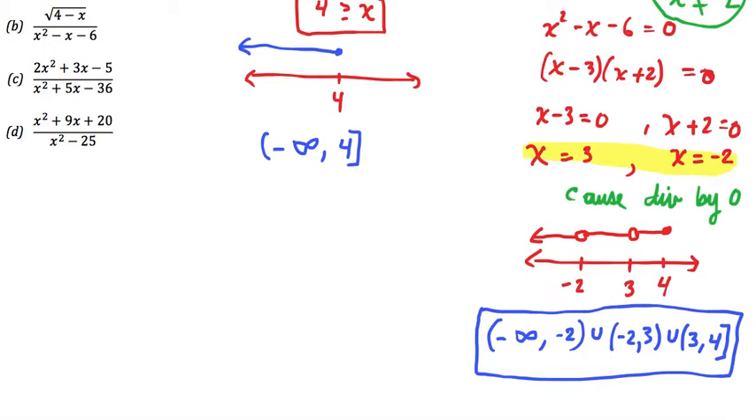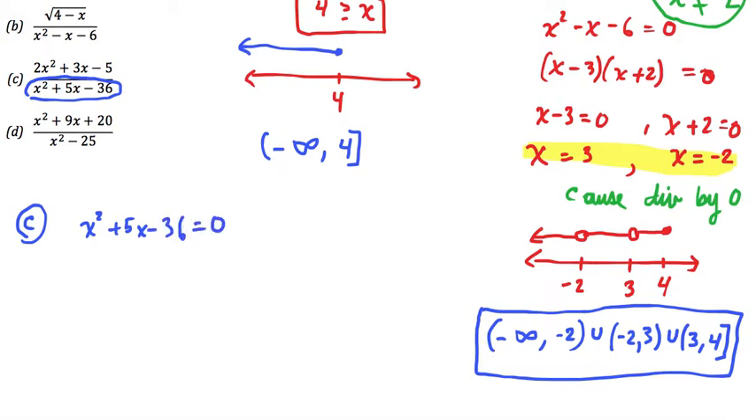All right, let's keep on going. Part C. So part C here, again, we don't have any square roots, so we don't have to worry about that. All we have to worry about is the potential of division by zero. So we look at just the denominator and ask ourselves, what numbers would cause the denominator to equal zero?